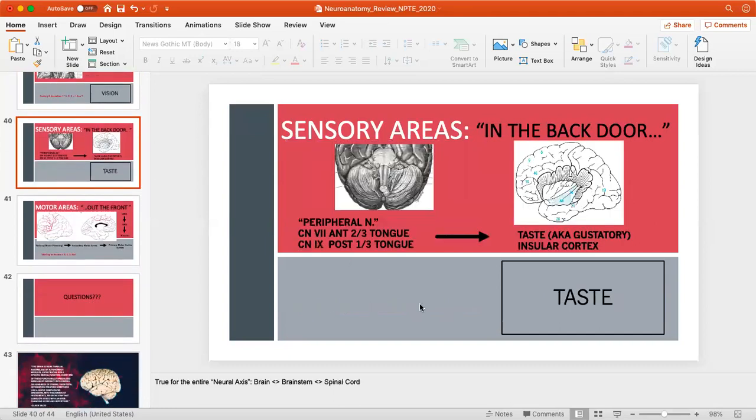For taste information, we have 2 cranial nerves that are responsible for taste. You're going to have sensation on the tongue, and they're going to travel to the insula, which is this deep cortex, almost looks like a fist within the 2 hemispheres, right and left. And that cortical area is going to be our primary gustatory cortex.